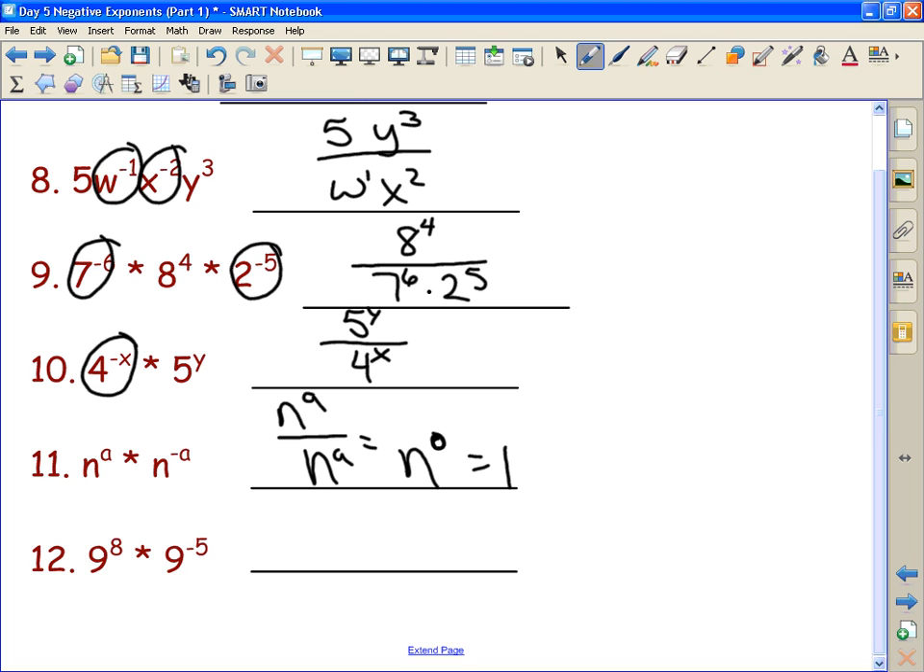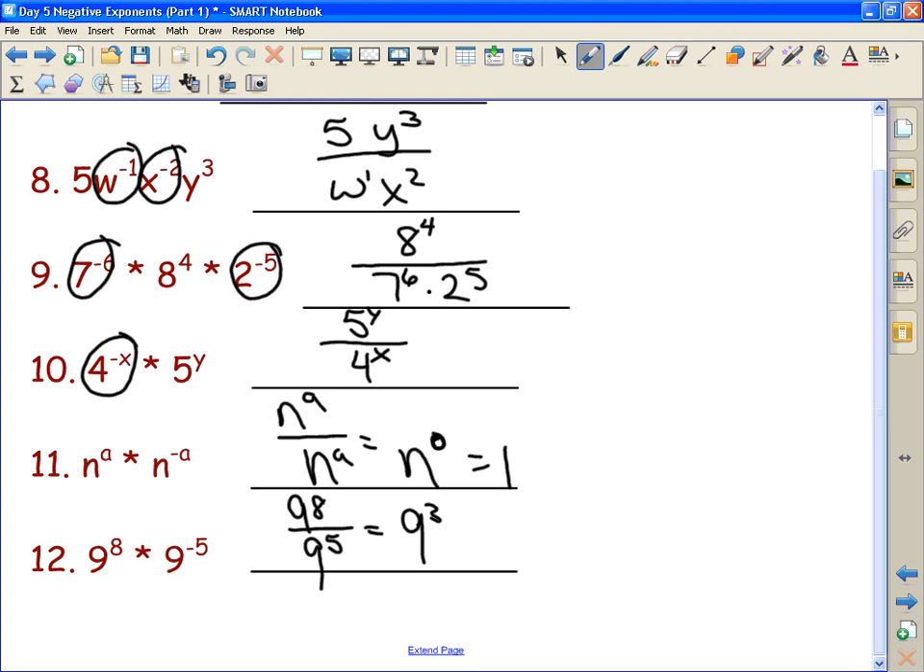Number 12, we could do the same thing. We could add these two together first, and then decide if we have any negatives, or we can deal with it right away. I'm going to deal with it right away. 9 to the 8, he's happy, he stays upstairs. 9 to the negative 5, he's unhappy, so he's moving downstairs. Now I can do 8 minus 5, that would give me 9 to the 3rd power. So there's more than one way to do some of these. That's what you're going to find.